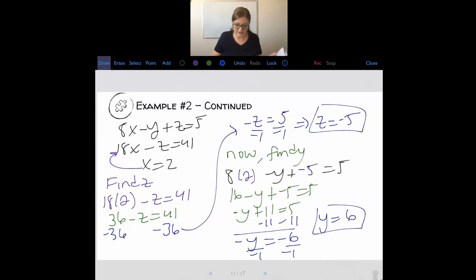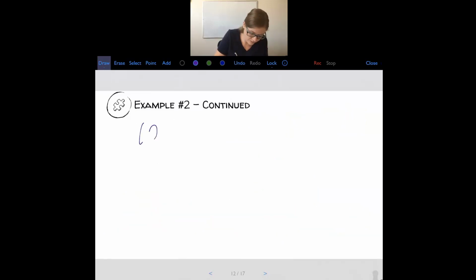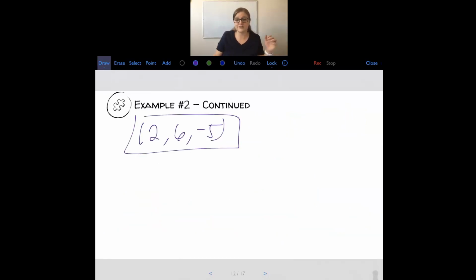Okay, so if we put it all together, I did leave myself another slide. We have x is 2, y is 6, and z is negative 5, which means these three planes intersect at one point. So our solution here is (2, 6, -5). Okay, and the way you can check your answer is plug x, y, and z into each of the original equations and make sure it satisfies all of the equations.